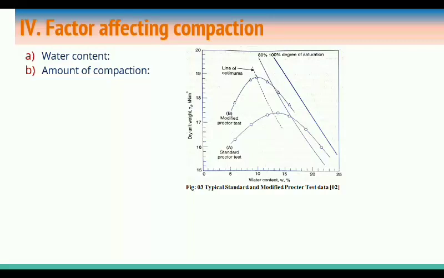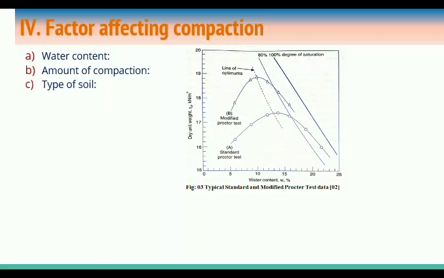If you increase the compacting effort, the maximum dry density will go on increasing. But the rate of increase gets smaller, and finally a stage is reached beyond which there is no further increase in the dry density with the increase in the compacting effort. The line of optimum, which joins the peaks of the compaction curves of different compacting efforts, follows a general trend, and this line more or less would be parallel to the 0% air void line.